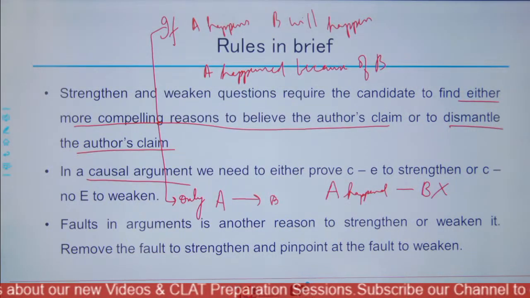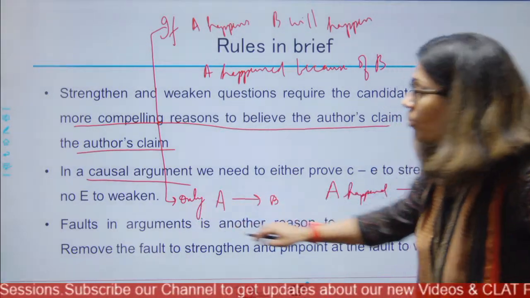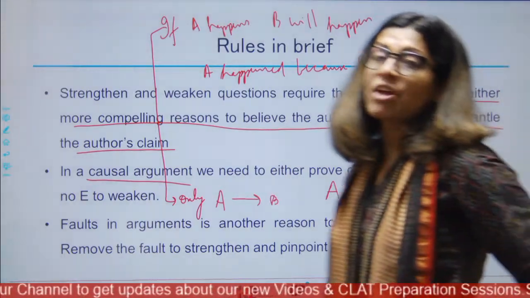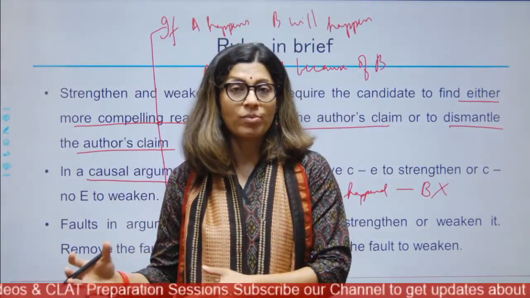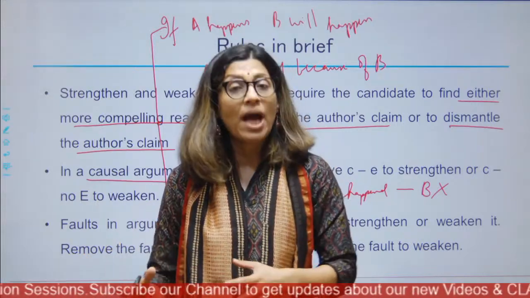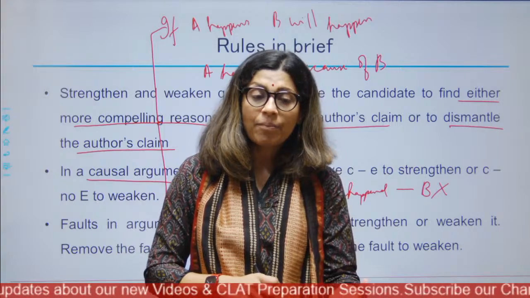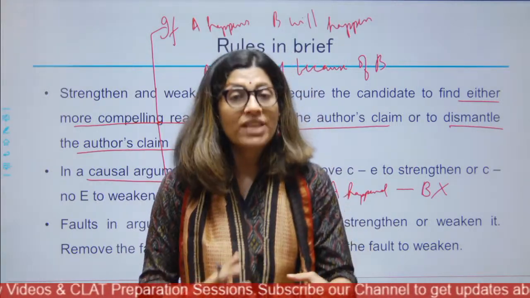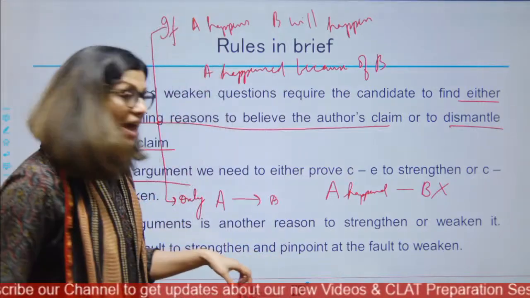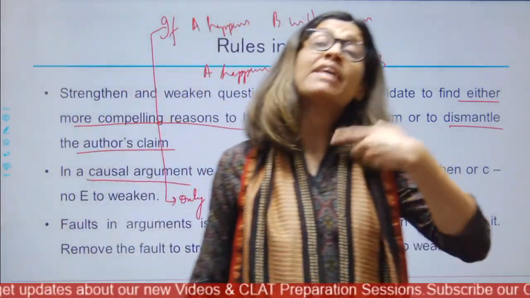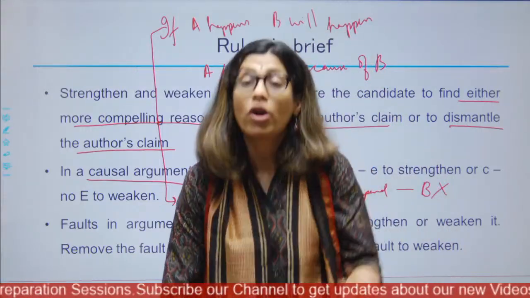And many times in weaken questions, you will also notice faults in an argument. So whenever you get strengthen weaken, you can get strengthen weaken mixed with faulty arguments. Now fallacies is the last chapter that we will be teaching you after method of reasoning. So we will have one more session on structure and then fallacies. Now, when we teach you fallacies, your strengthen and weaken will become even better as a topic, because you will notice that many times arguments are faulty.